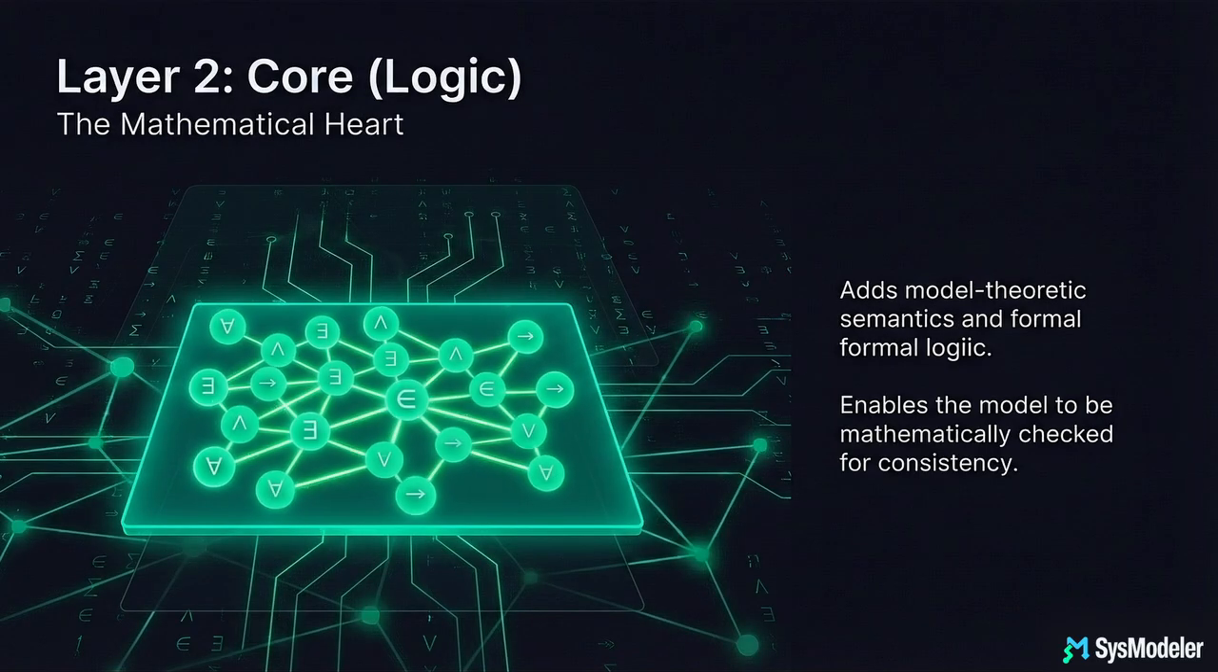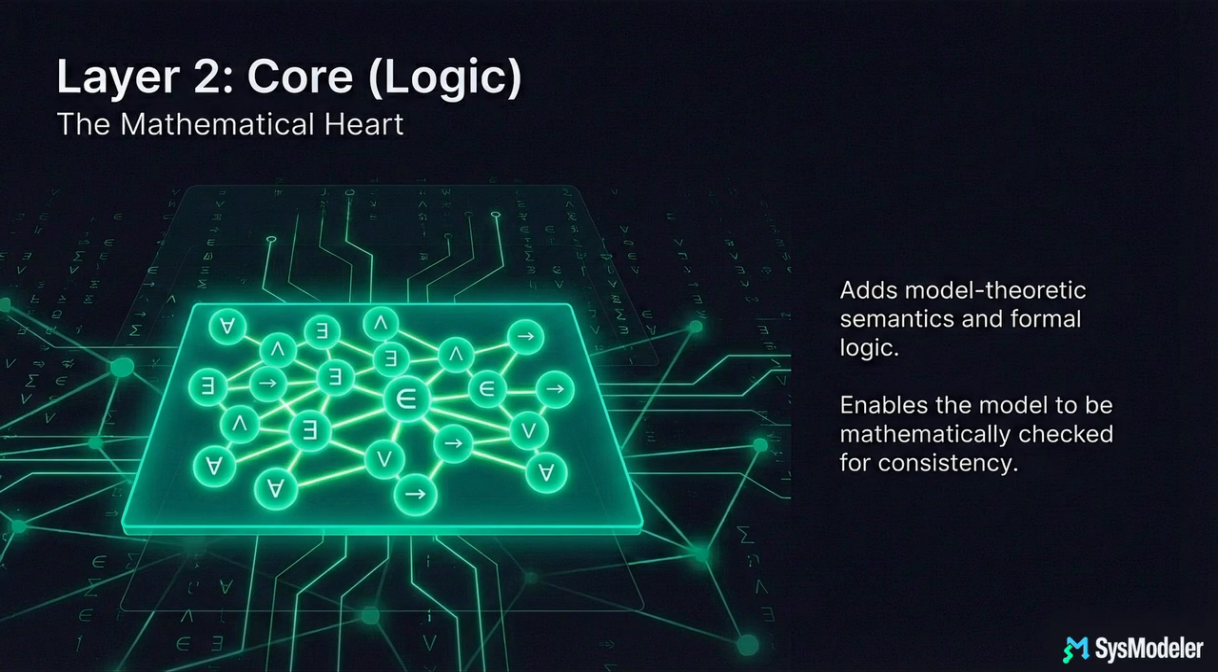Core, or logical foundation, the mathematical heart. This layer adds model-theoretic semantics and formal logic. It provides the rigorous rules for types, features, and classifiers, enabling the model to be mathematically checked for consistency. Because of this layer, the model can logically determine whether a feature belongs to a type, whether inheritance is valid, or whether constraints are violated.